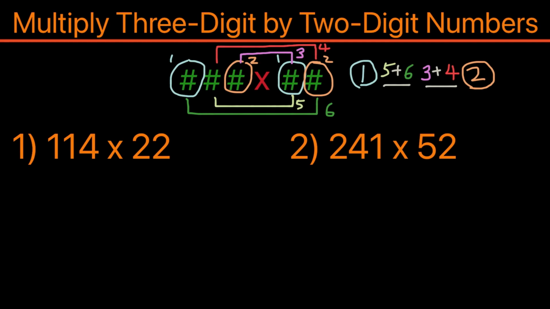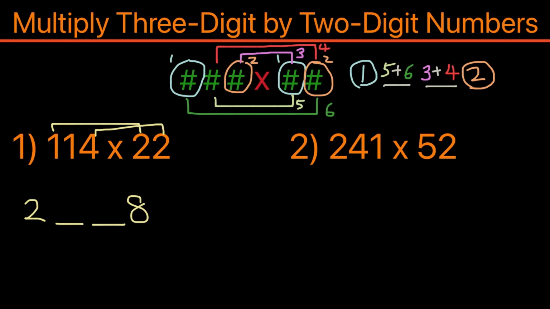So the first step, from the first example of 114 times 22, we need to first take the first digits and multiply them together. And so 1 times 2 is 2. Next, we're going to do the second step, which is this number multiplied by this number. So 4 times 2 is 8. We'll place it at the end. And then we'll put 2 spaces in between.